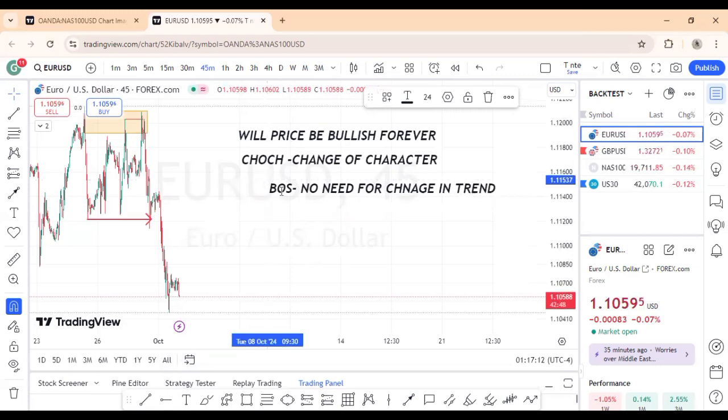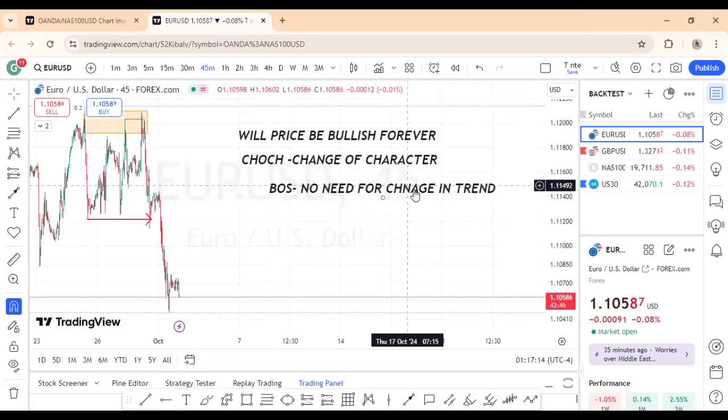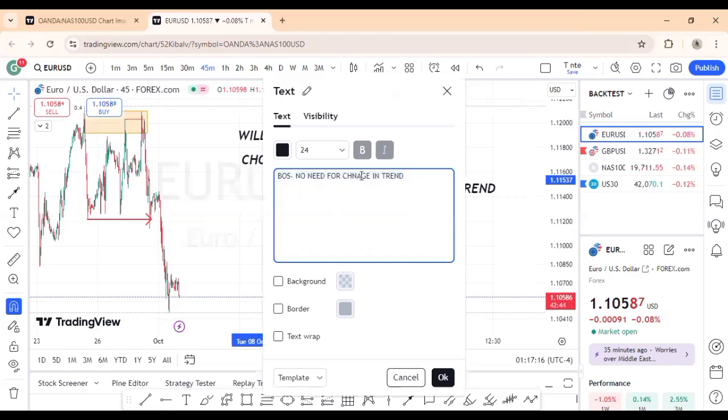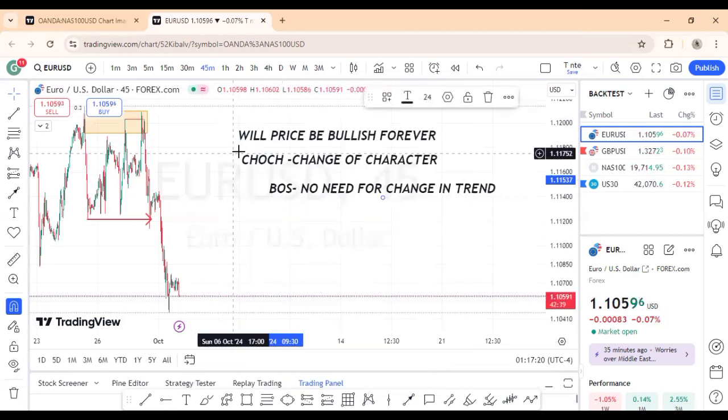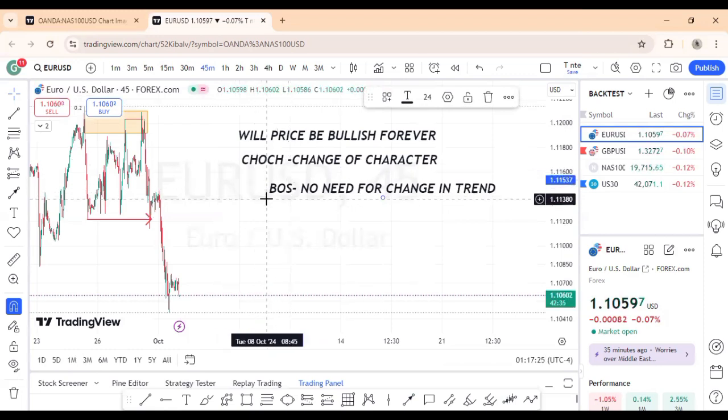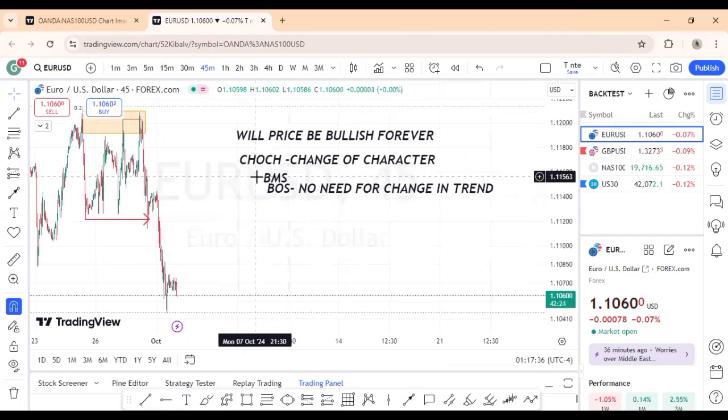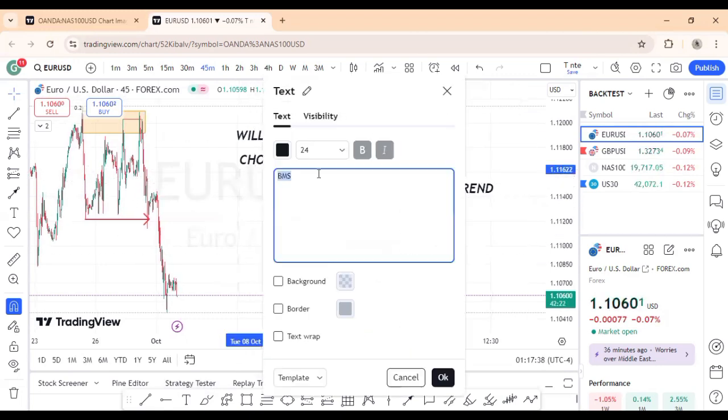Although people use these terms interchangeably. Some people use these terms interchangeably, it depends on how you are trained. But for me, I don't see them as the same. Some people use change of character as BOS and BOS as change of character. And that is not bad, you're still correct. Some people even say BMS, which is break a market structure. Some people also say SMS, so shift the market structure.